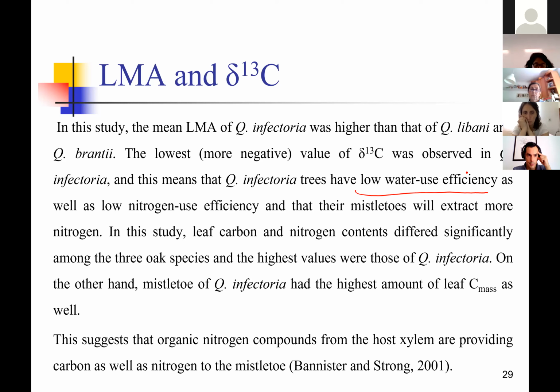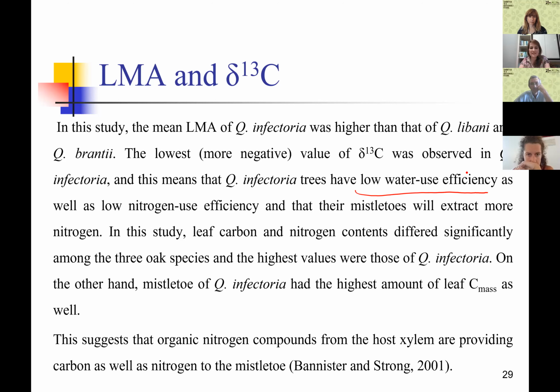In this study, leaf carbon and nitrogen contents differed significantly among the 3 oak species, and the highest values were those of Quercus infectoria. On the other hand, mistletoe of Quercus infectoria had the highest amount of leaf carbon as well. This suggests that organic nitrogen compounds from the host xylem are providing carbon as well as nitrogen to the mistletoe.